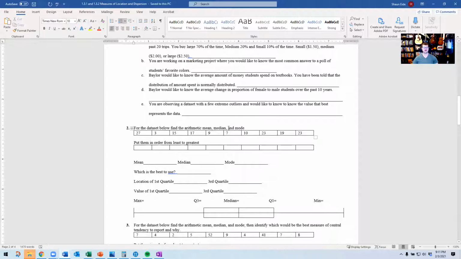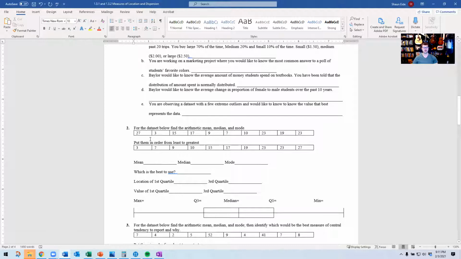All right, so for the data set below, find the arithmetic mean, median, and mode. First thing, step one, put them in order, okay? 3, 7, 9, then we got 10, then we got 15, 17, then we got 19, then we got 23, 23, and 27. So first step, done.